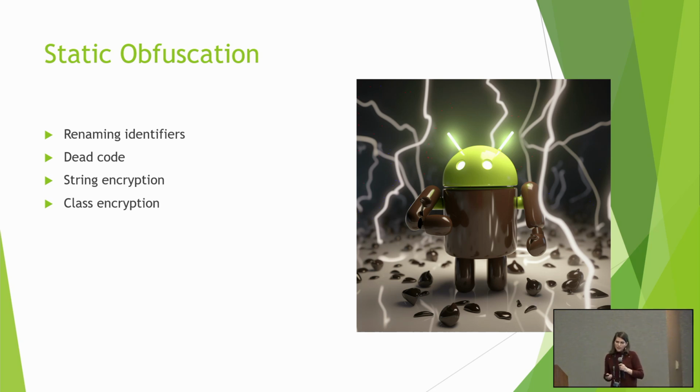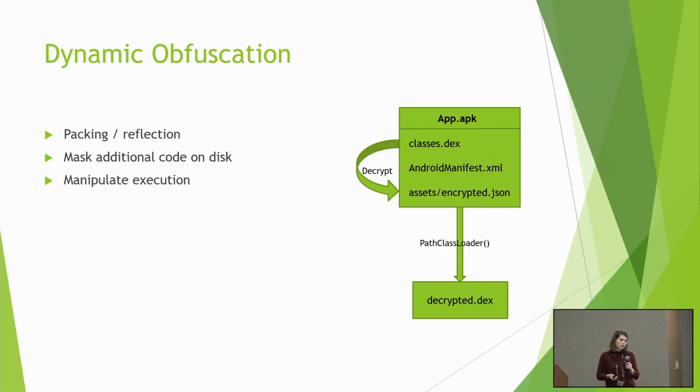Next, we have string and class encryption. If I had, for example, a string inside of my app that said, in the process of stealing all of your data, I don't really want to have that just plain text on disk, so I would probably encrypt that value so that I couldn't just throw it in a decompiler and see that. Moving on to a little bit more interesting types of obfuscation.